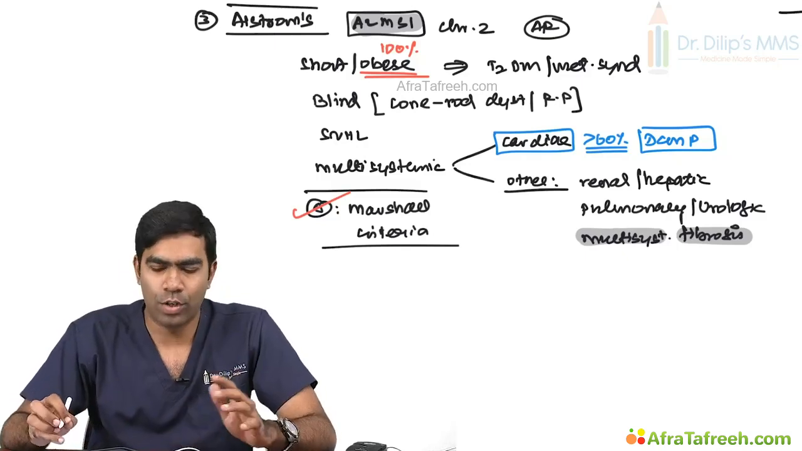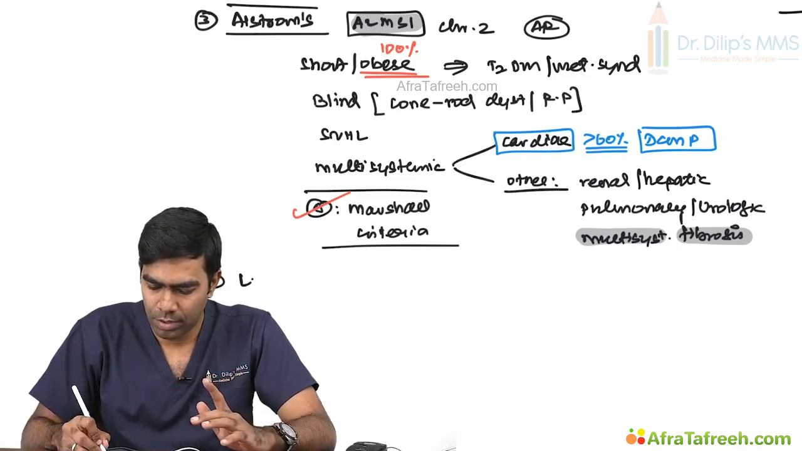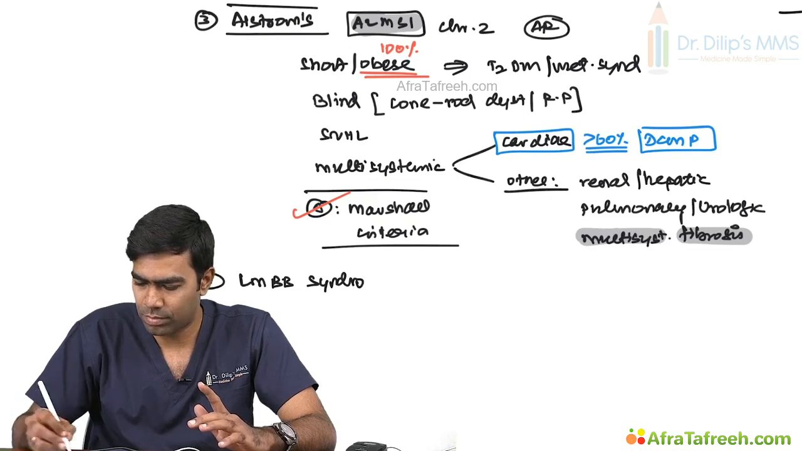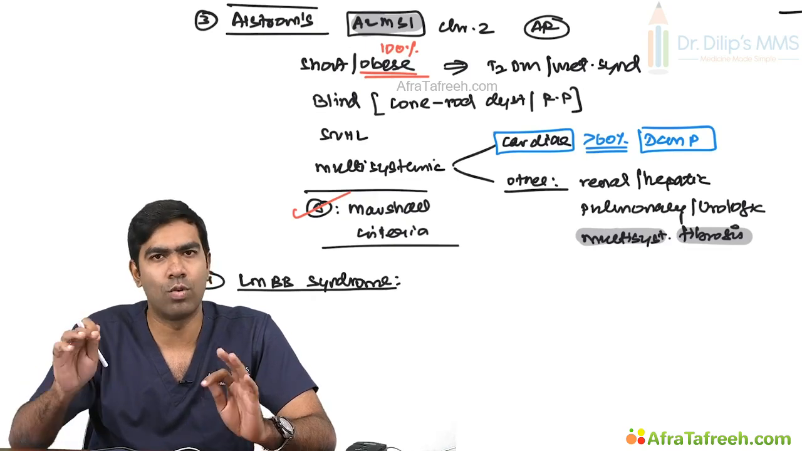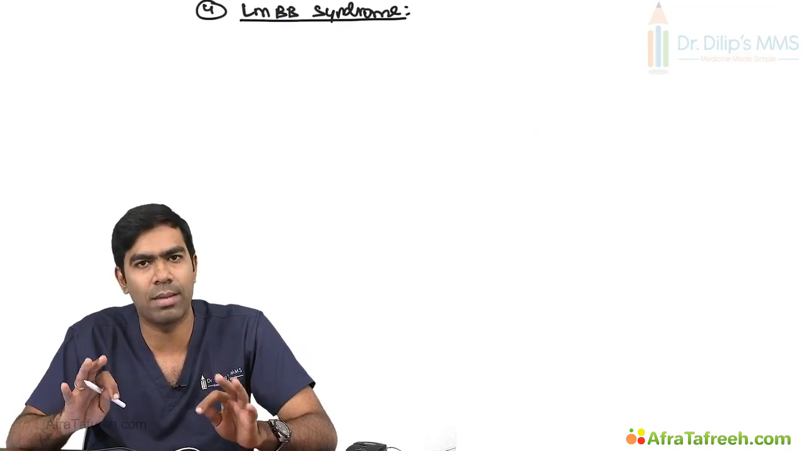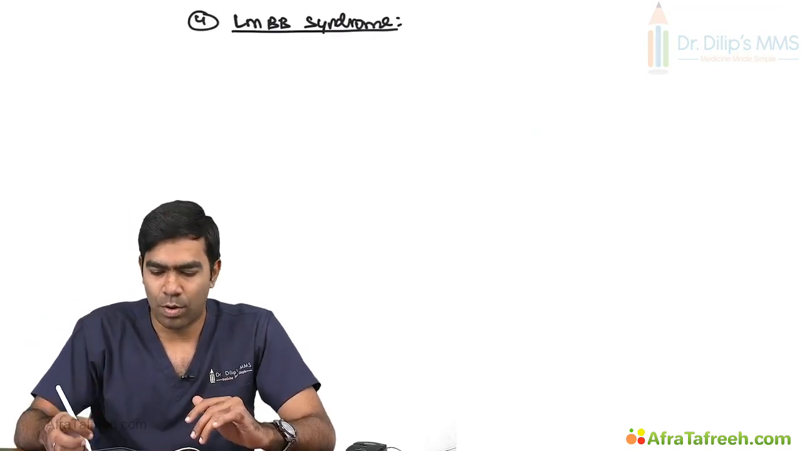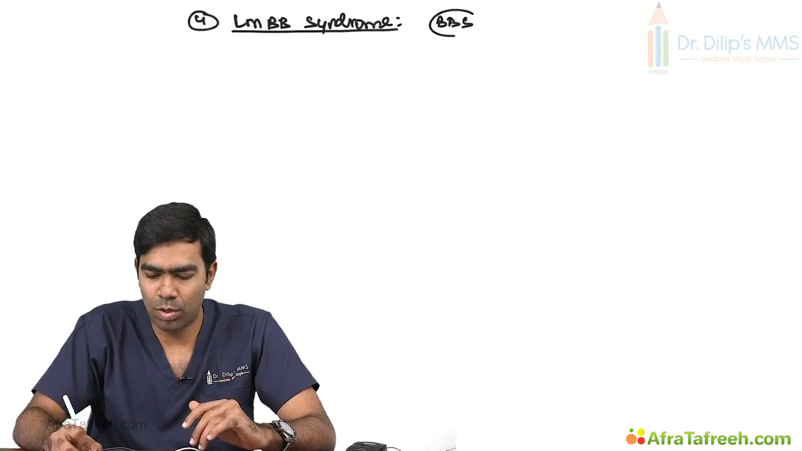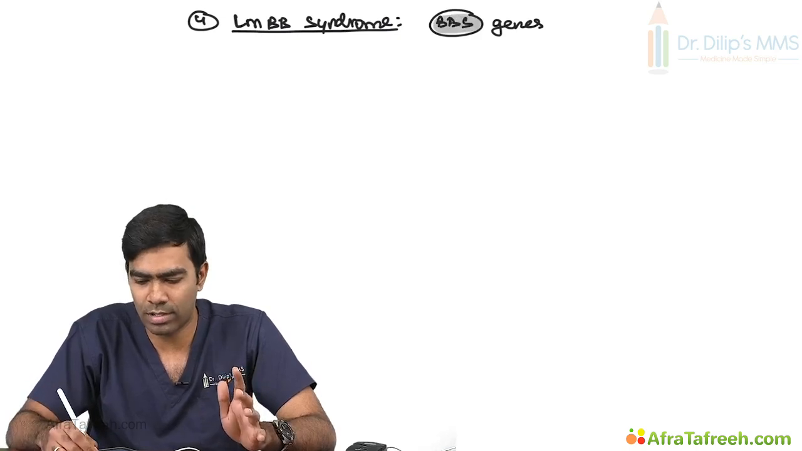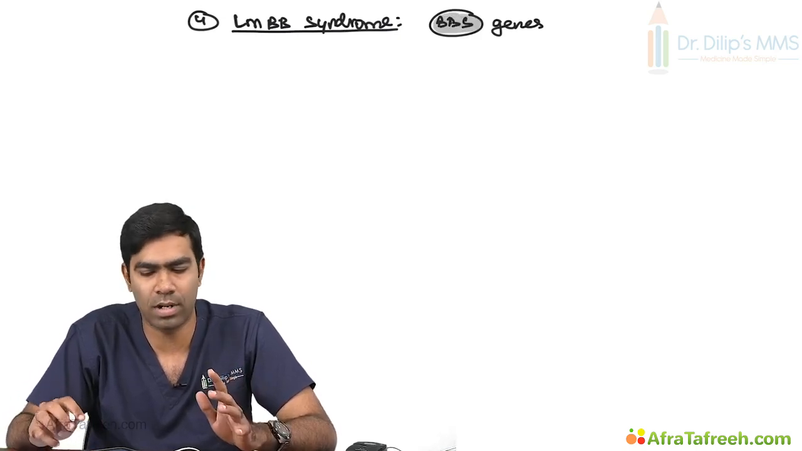And the next syndrome we are going to discuss will be on the Laurence-Moon-Bardet-Biedl syndrome. Obviously, I'm not going to write the spelling of Laurence-Moon-Bardet-Biedl syndrome and screw myself up. So let us write it as LMBBS. So the problem here will be in the BBS group of genes, which is seen in multiple different chromosomes, and we really don't know the exact reason for Laurence-Moon-Bardet-Biedl syndrome.